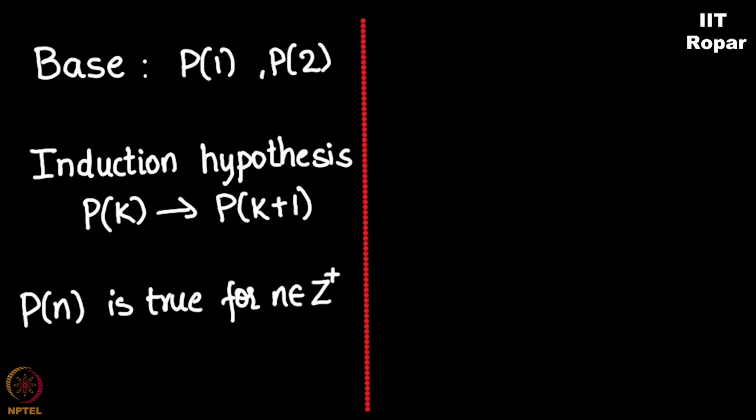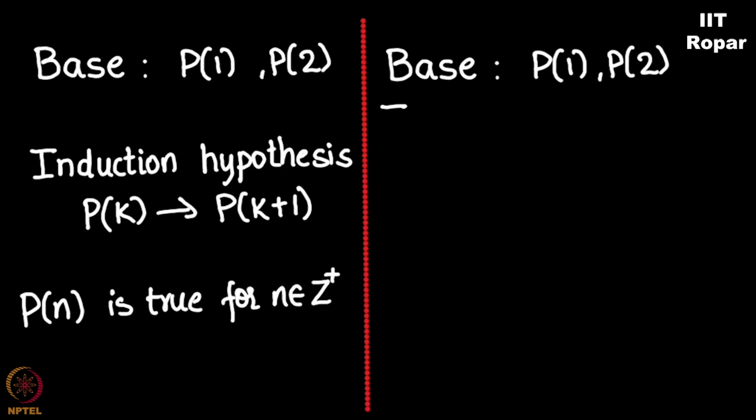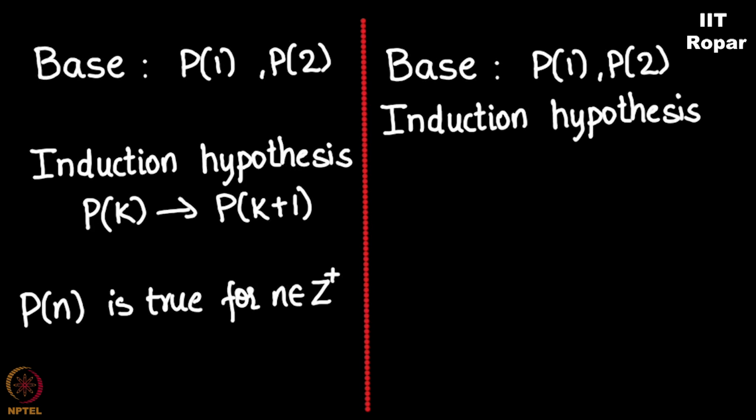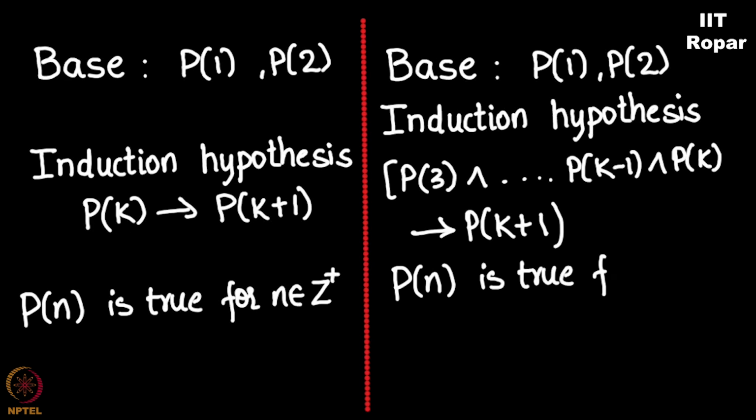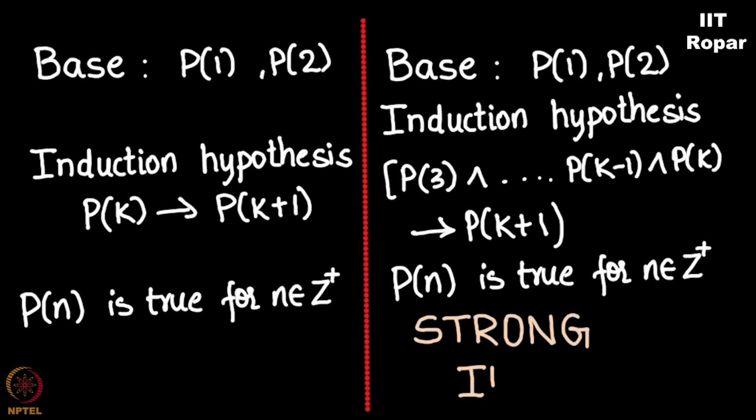In what I just now explained, all you do is you show that whenever it is true for everything which is for p of k minus 1, for p of k minus 2, so on, for everything less than k, p of i is true for i less than or equal to k. If you can show that it's true for p of k plus 1, then it is true for all values. Right? This is called the strategy of strong induction.